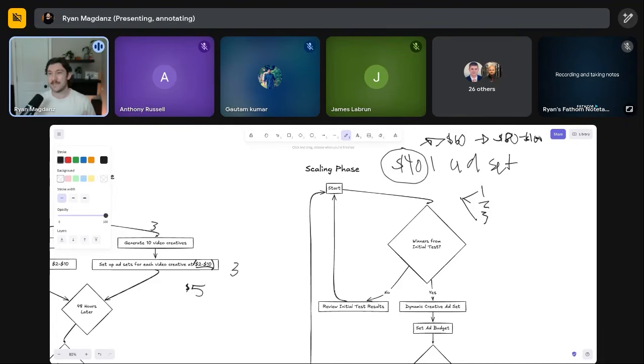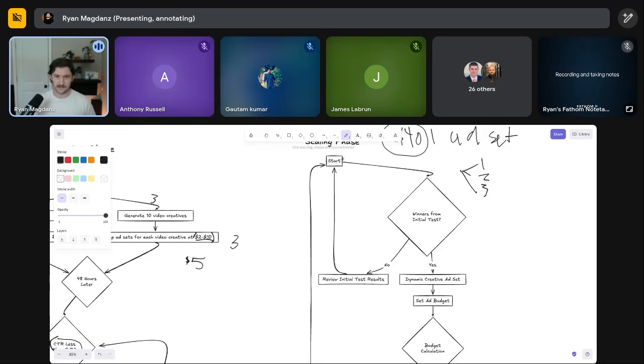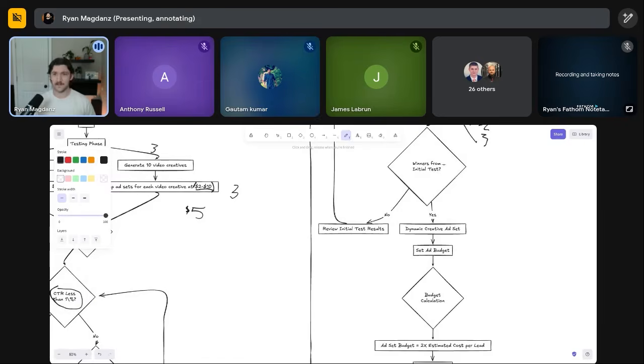Because we want to be able to compete with the market and actually get leads, because when we get leads, we give Facebook data and then it learns what we're looking for. So we want to go into the scaling phase with confidence and be able to set a budget that's going to help us win. So again, pretty straightforward at this point.